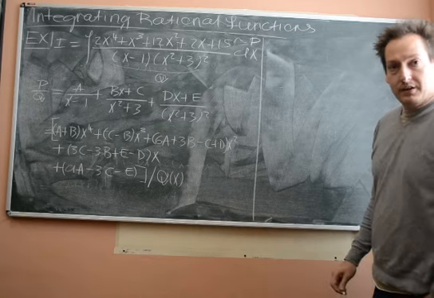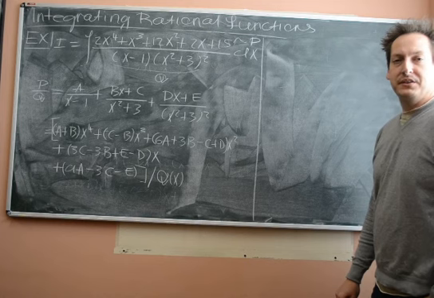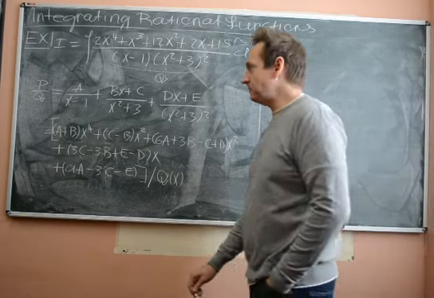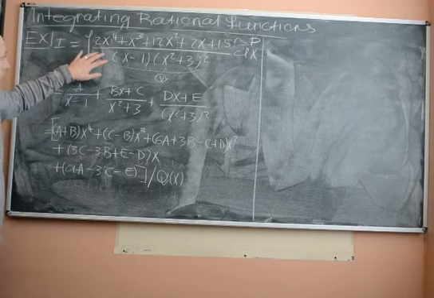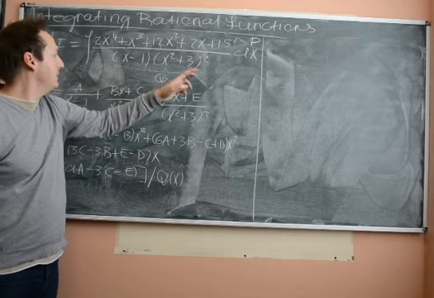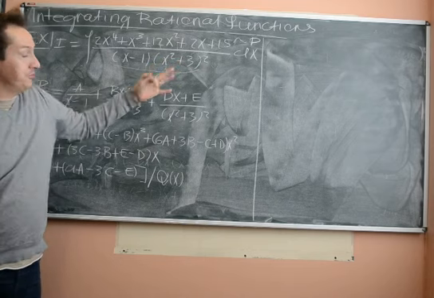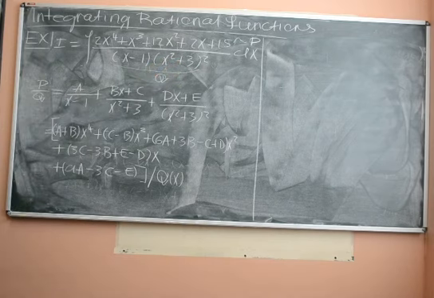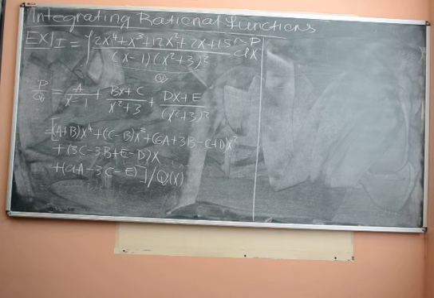So let's look at one last example of using this technique we're talking about to evaluate the integral of a rational function. If we look at the example we have here on the board, it's 2x to the fourth plus x cubed plus 12x squared plus 2x plus 15 divided by x minus 1 times x squared plus 3 all squared. So you see the difference between this example and the previous one is that here we have a repeating quadratic.